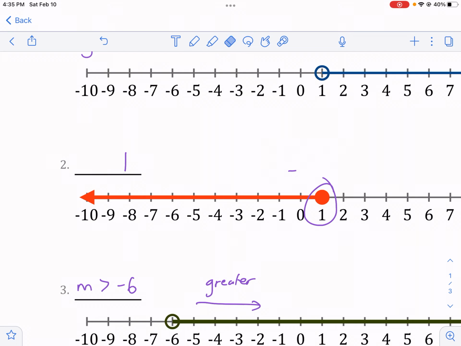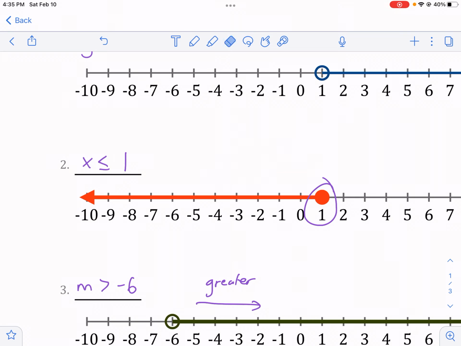Now, notice how I'm going to the left for my values. So I'm going to the left. That means less than. That means my variable cannot be eaten by the alligator. And I need my equal to symbol underneath, and that's going to be my answer.